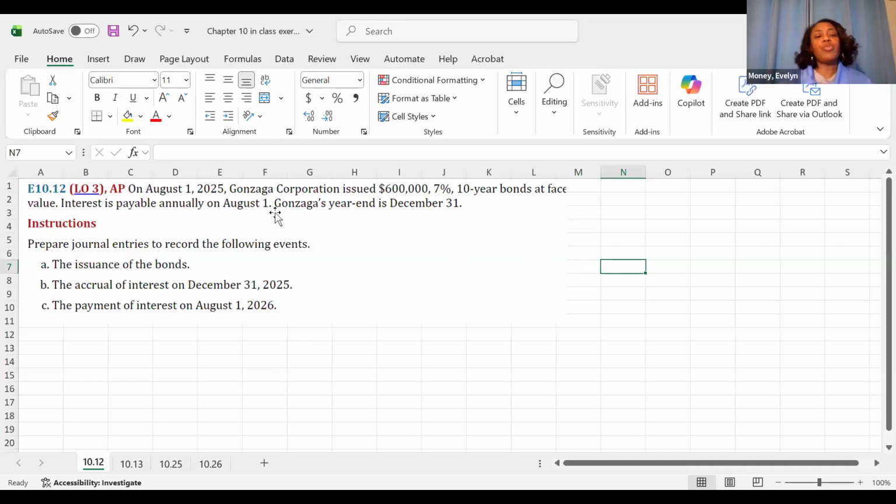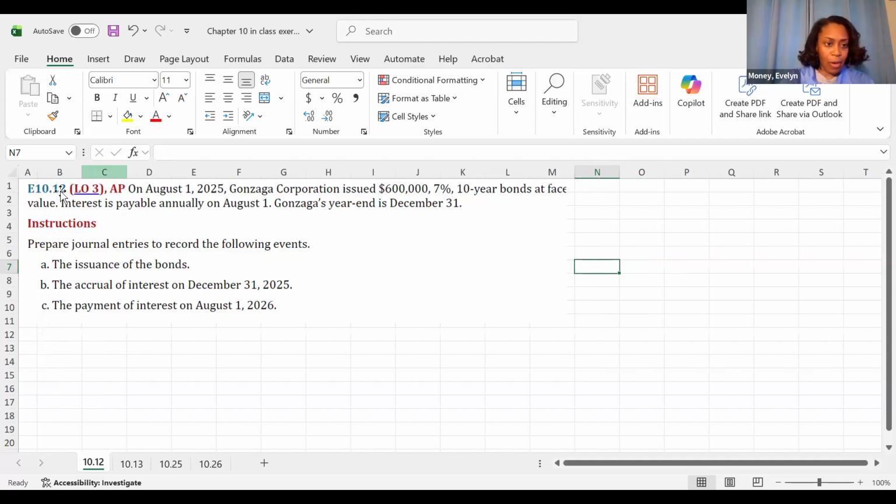On August 1st, 2025, Gonzaga Corporation issues 600,000 of 7% 10-year bonds at face value. Interest is payable on August 1st, and Gonzaga's year end is December 31st. We have to prepare entries for the issuance of the bonds, the accrual of interest on December 31st, and the payment of interest on August 1. Of course, we have a bond that's crossing accounting periods.